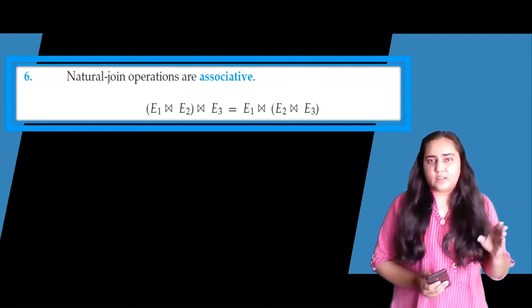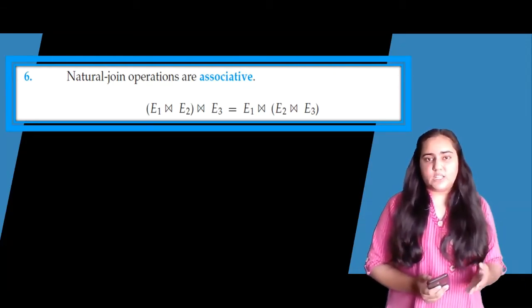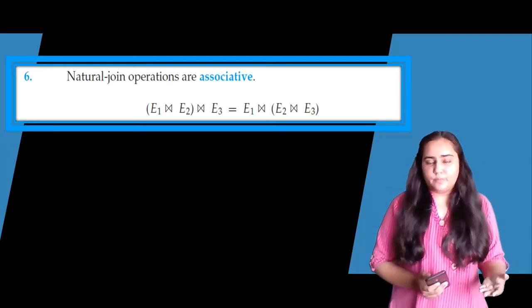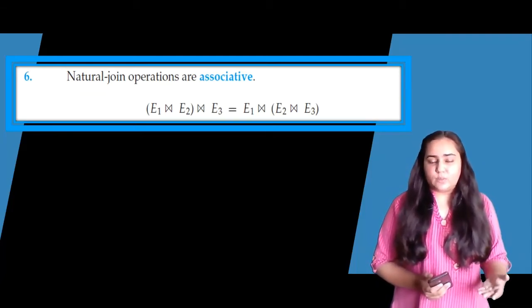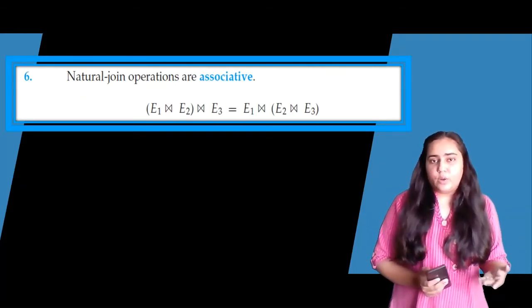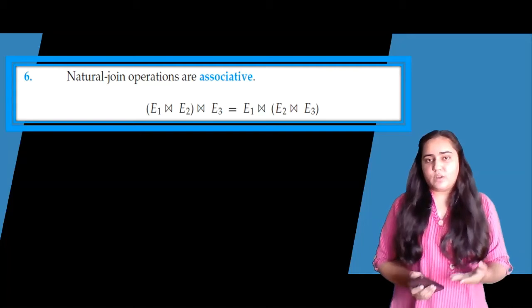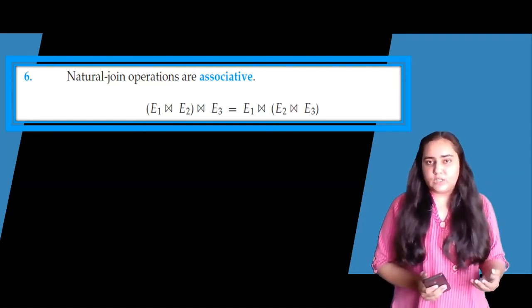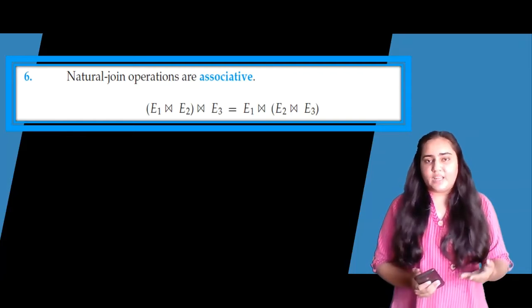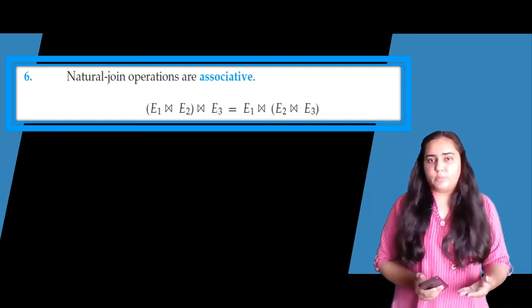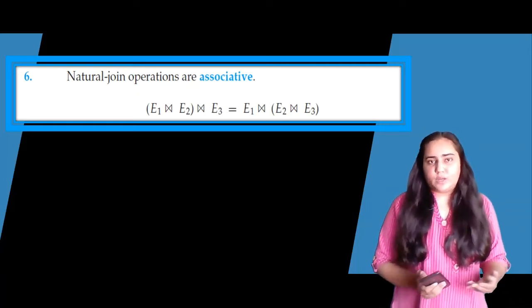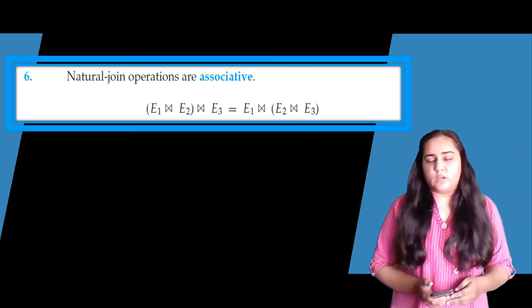So let us see. On the left hand side, you have E1 and E2, two relations, and we are taking a natural join between those two. And after doing this, we are taking a natural join of the result of E1, E2 with E3. But on the right hand side, we are first performing a natural join between E2 and E3, and then with the result of that, we are performing a natural join with E1. And that's why we can say that natural joins are associative.